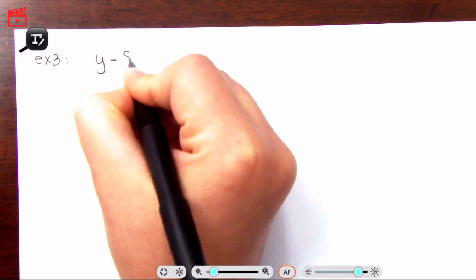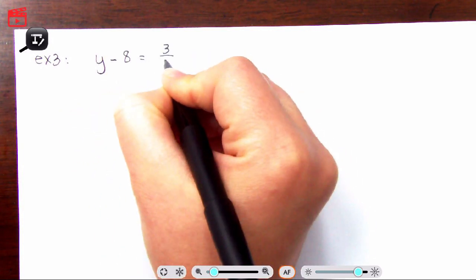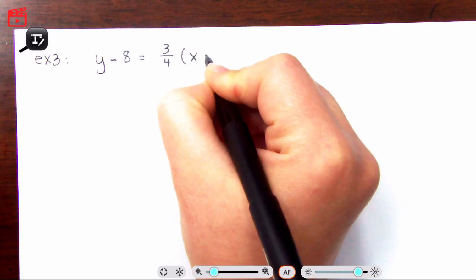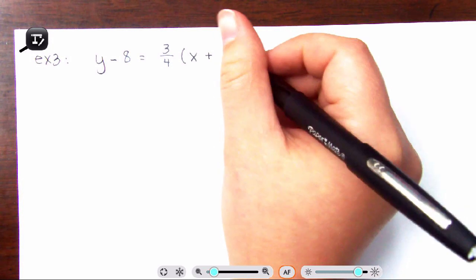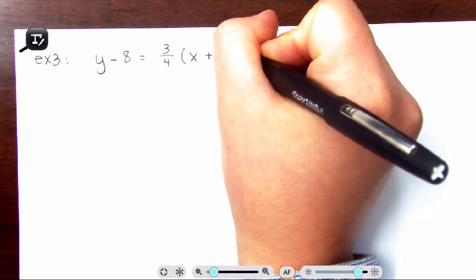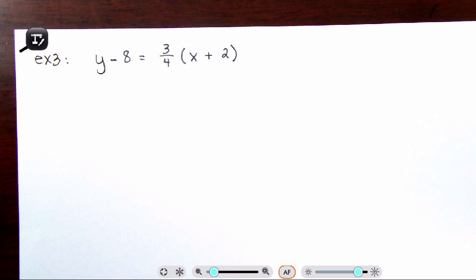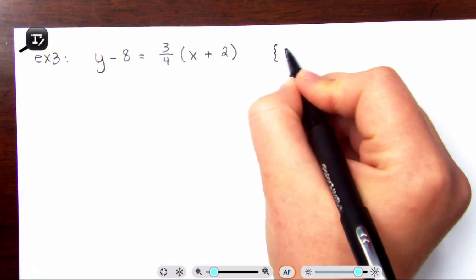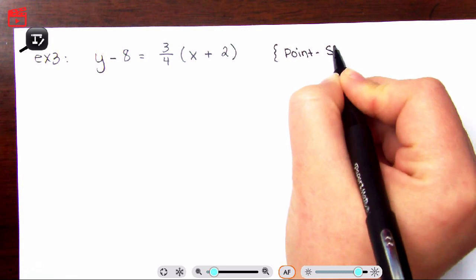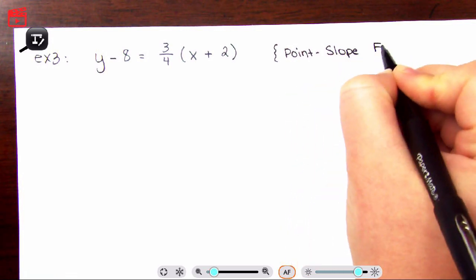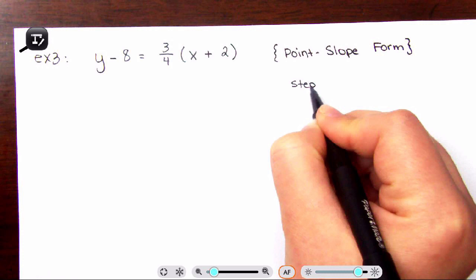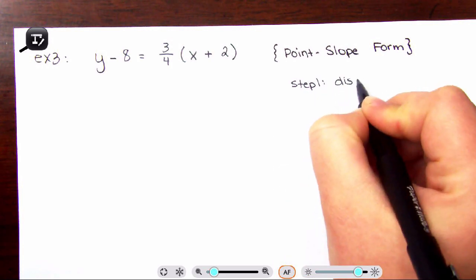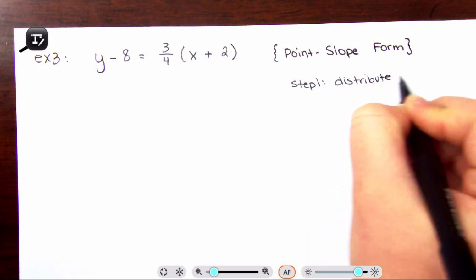Y minus 8 is equal to 3/4 times x plus, oh, I don't know, let's do a pretty number. Let's do 2. So when you have something like this, this is called the point slope form. This is in point slope form. So now that we have it in point slope form, step number 1 is going to distribute the slope.